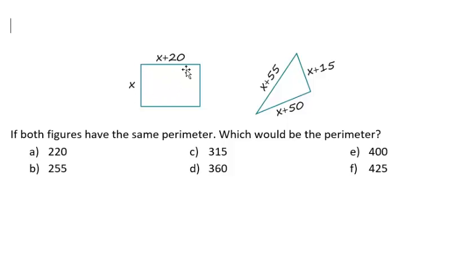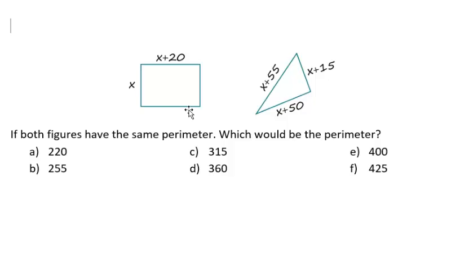Because this looks like a rectangle, I'm going to have to assume that if this side measures x, then the opposite side is also going to be x. If this side is x plus 20, then the other side is also going to be x plus 20. Why? I have to assume it. If I don't, then this will be an impossible exercise. You have to assume that in this case this is a rectangle. And in the triangle they give me the 3 sides, so it will be just like adding those 3 sides.